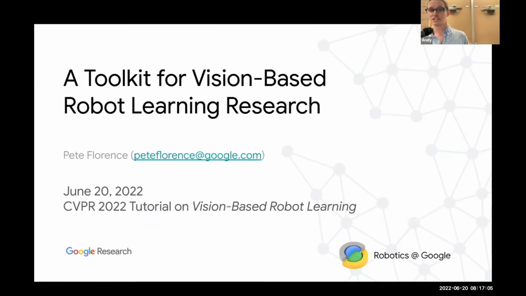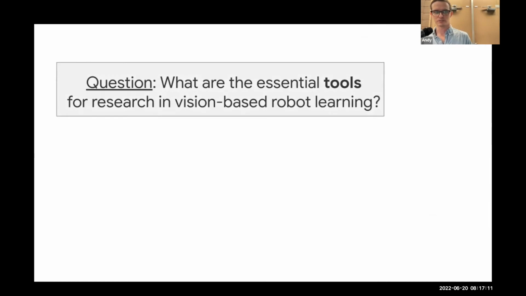I want to talk today about a toolkit for vision-based robot learning research. So what do I mean by a toolkit for vision-based robot learning research? The question that I'm putting forward here, I'm going to try and take one shot at an answer with, is what are the essential tools for doing research in vision-based robot learning? And I'm going to try to connect some of these ideas back to the collab that we've been looking at today.